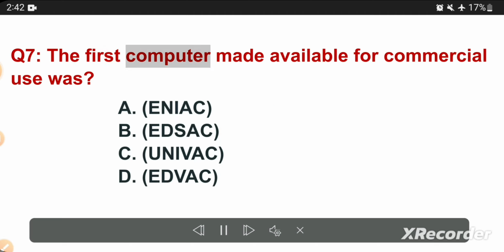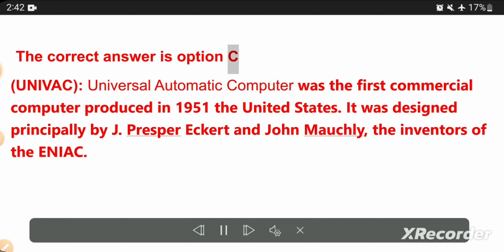Q7. The first computer made available for commercial use was ENIAC, EDSAC, UNIVAC, EDVAC. The correct answer is option C. UNIVAC, Universal Automatic Computer, was the first commercial computer produced in 1951 in the United States. It was designed principally by J. Presper Eckert and John Mauchly, the inventors of the ENIAC.